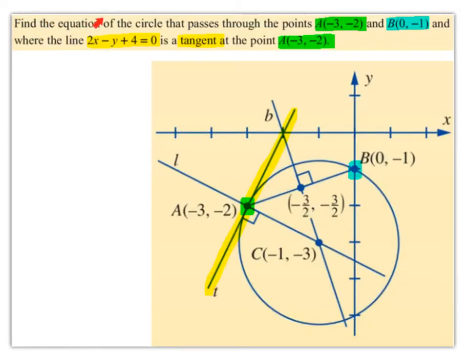Find the equation of the circle that passes through the points A(-3, -2) and B(0, 1), and where the line 2x - y + 4 = 0 is a tangent at the point A(-3, -2). So here's our x-axis, here's our y-axis, here's our circle. We know that we're looking for the equation of the circle. We know that it passes through A(-3, -2), so there's A, it's on the circle. And it passes through B(0, 1), so that's also on the circle. And we know that there is a line, 2x - y + 4 = 0, and that is tangent at the point (-3, -2).